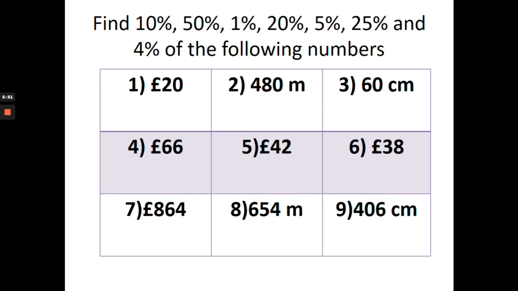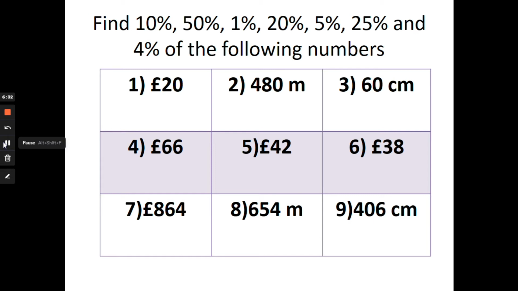Can you give that one a try for me? I will give you an example with question 2. So question 2 we'll do together first. To work out 10%, we divide it by 10. So 480 divided by 10 equals 48. To work out 50%, we halve it. That becomes 240. To work out 1%, we divide by 100, which becomes 4.8. So you should know those ones from the previous slides.